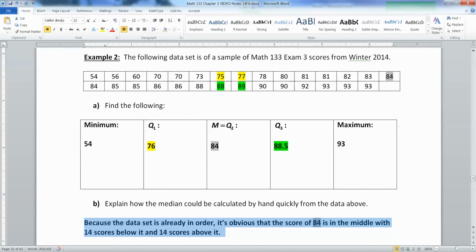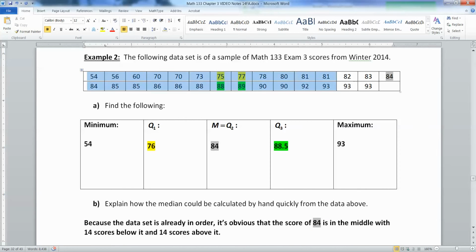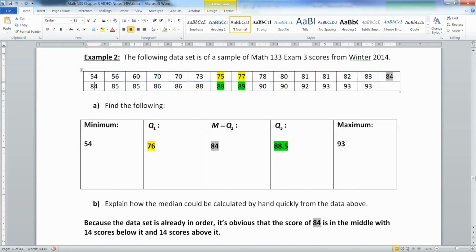Because the data set is in order, it's obvious that 84 is in the middle because it has 14 scores below it, these ones, and then 14 scores above it, those ones. The minimum is very obvious, it's 54. The max is 93. Of course, if your data set wasn't in order, the calculator would find it very quickly for you.